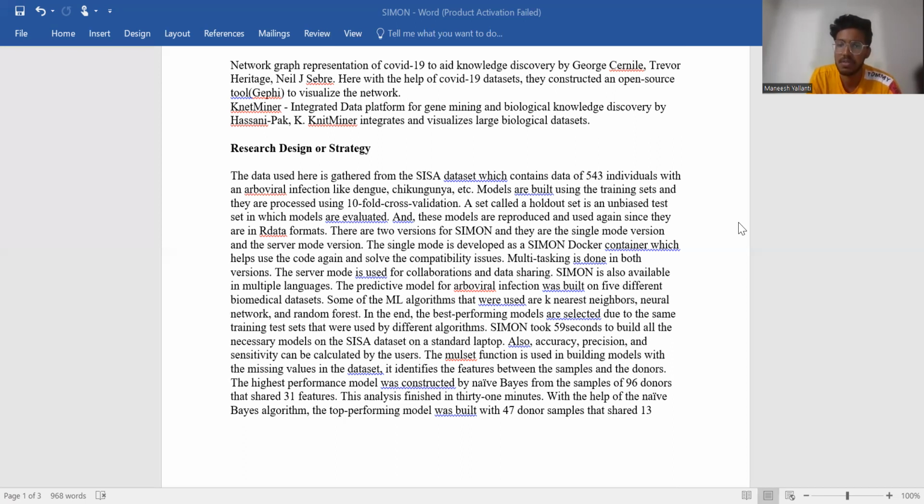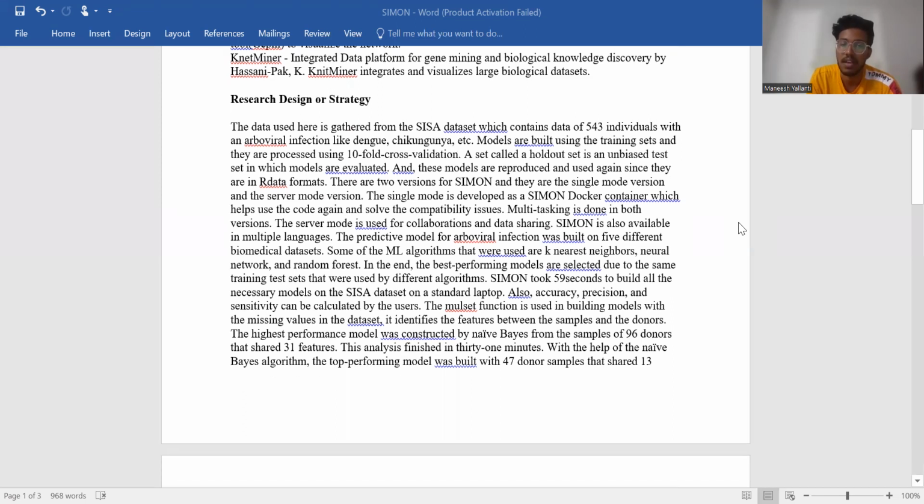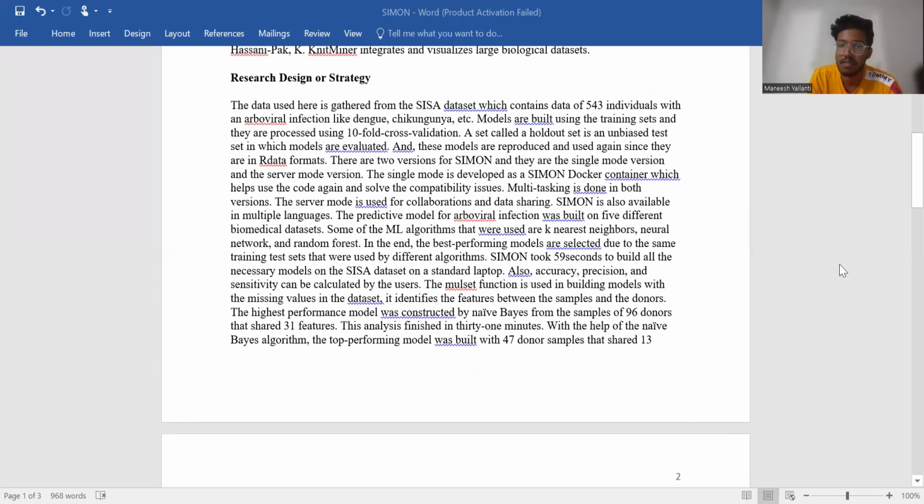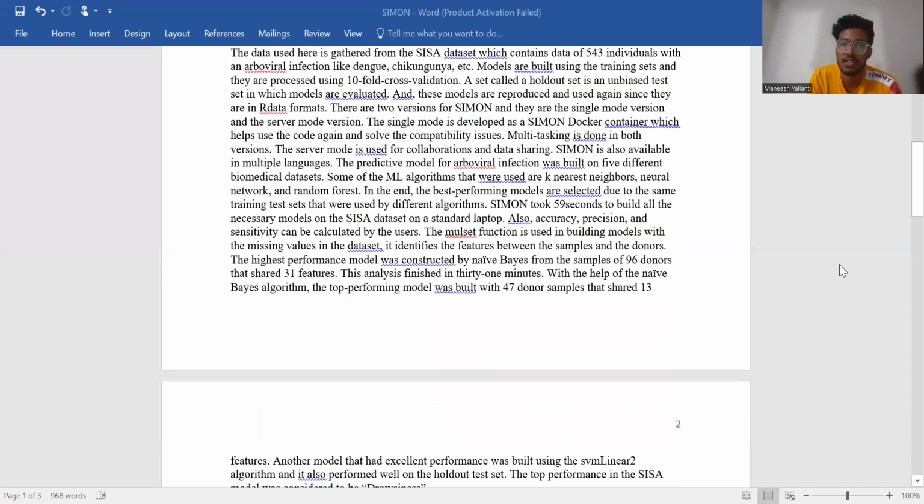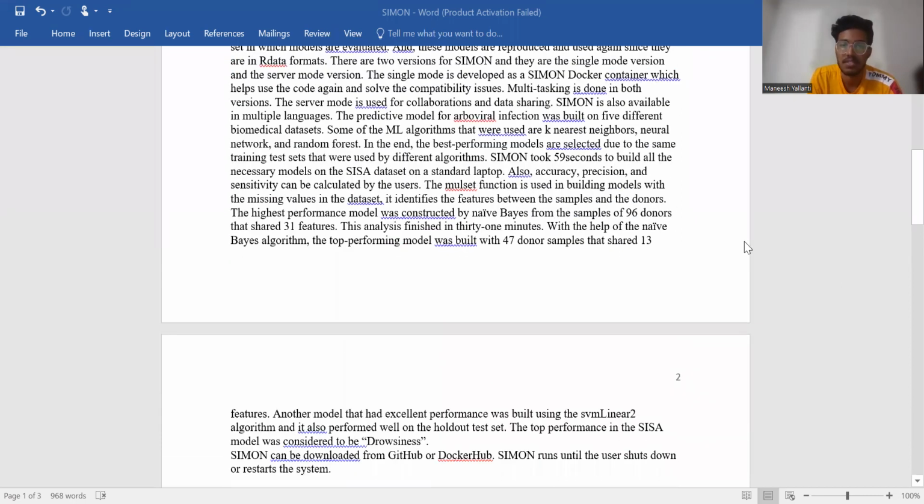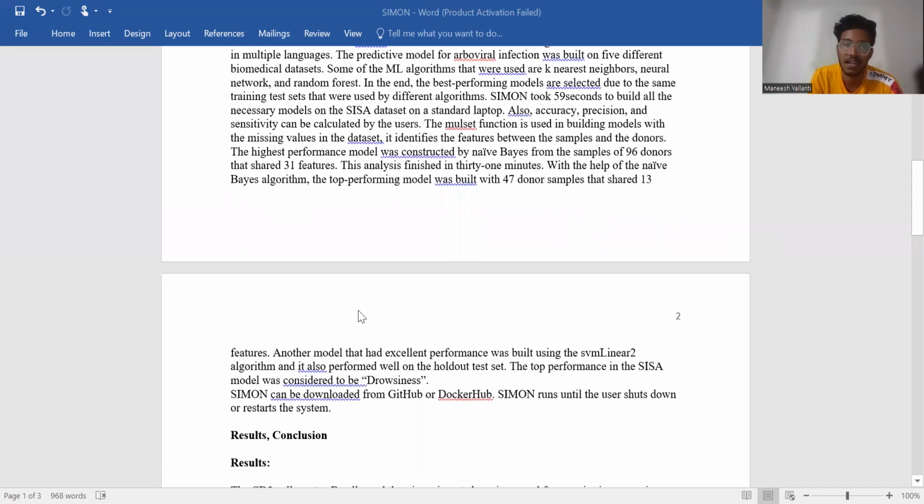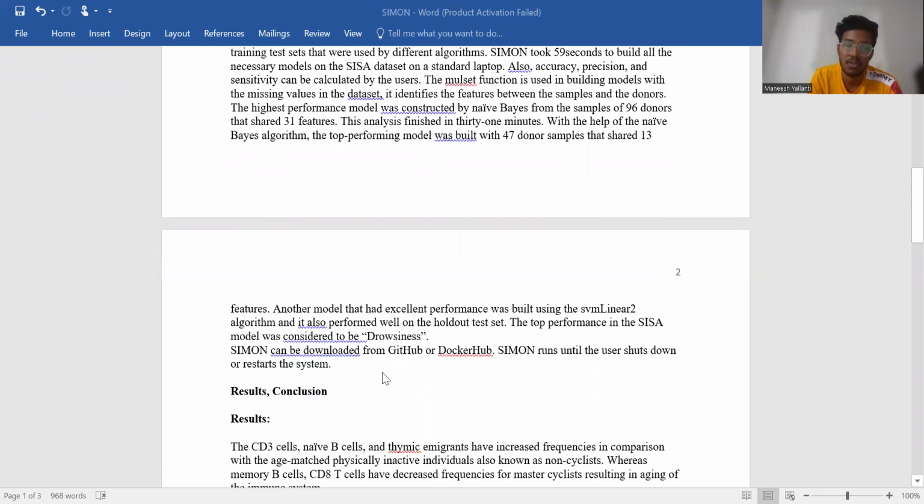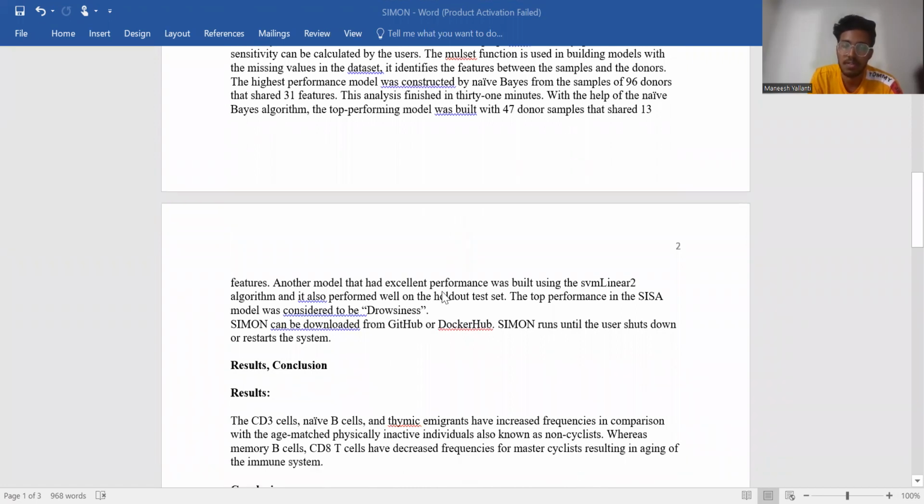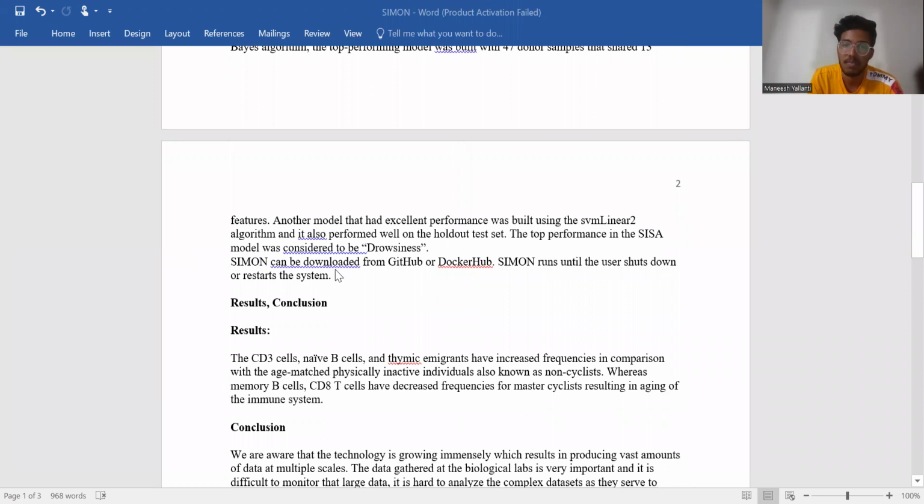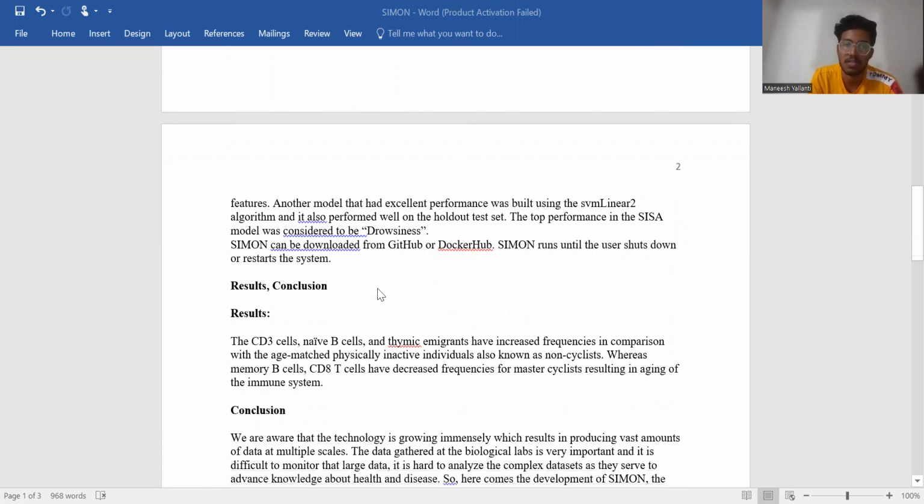The multi-set function is used in building models with missing values in the data. It identifies the features shared between the samples and the donors. The highest performance model was constructed by Naive Bayes from the samples of 96 donors that shared 31 features. This analysis finished in 31 minutes with the help of the Naive Bayes algorithm. The top performing model was built with 47 donor samples that share 13 features. Another model that had excellent performance was built using the SVM Linear 2 algorithm, and it also performed well on the holdout test set. The top performance in the SIAC model was considered to be drowsiness.